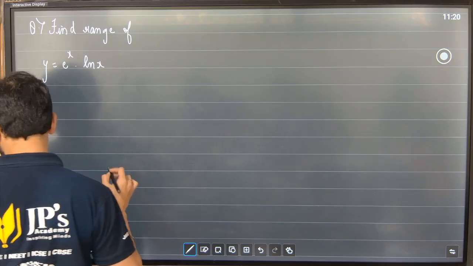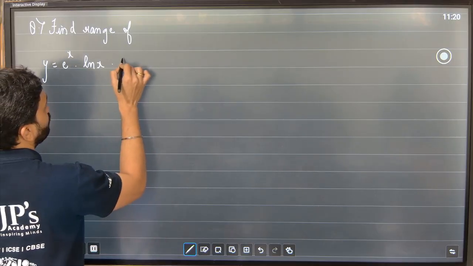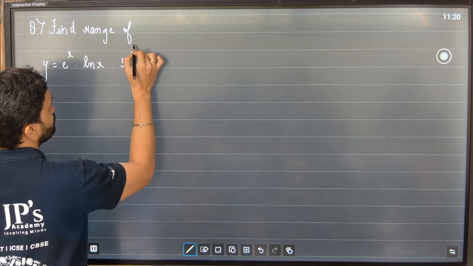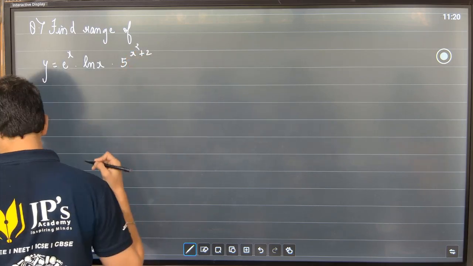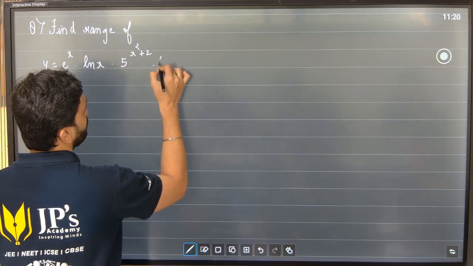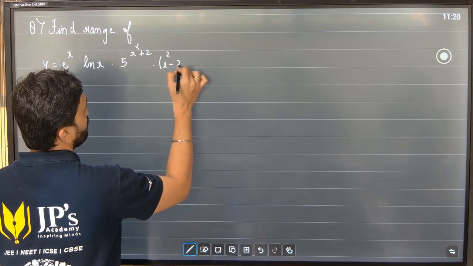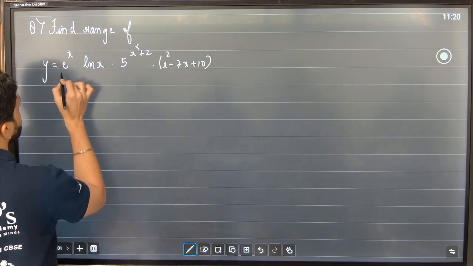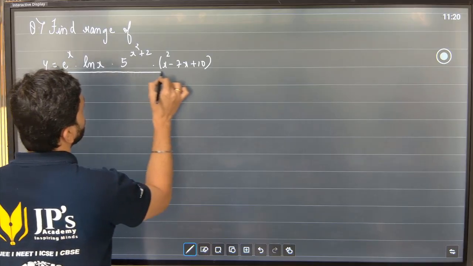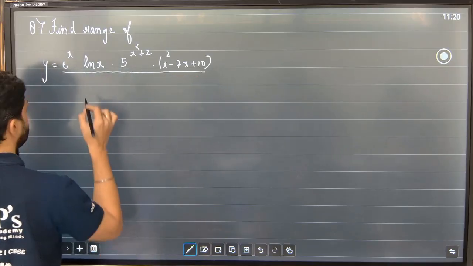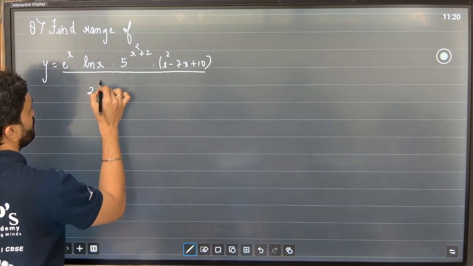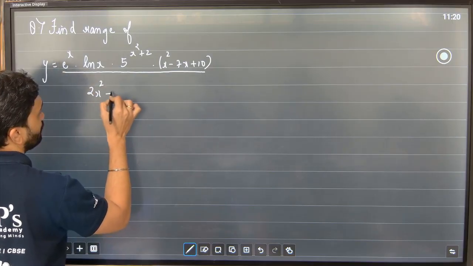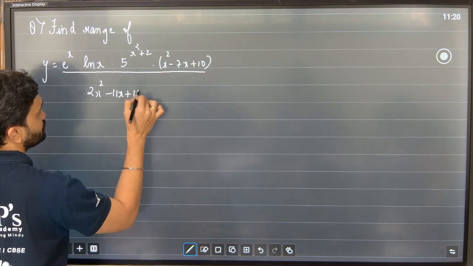ln x into 5 raised to x square plus 2 into x square minus 7x plus 10, the whole upon 2x square minus 11x plus 12.